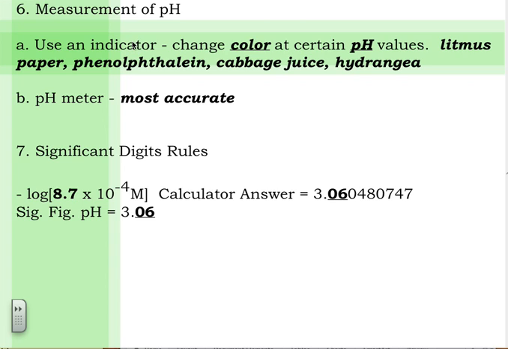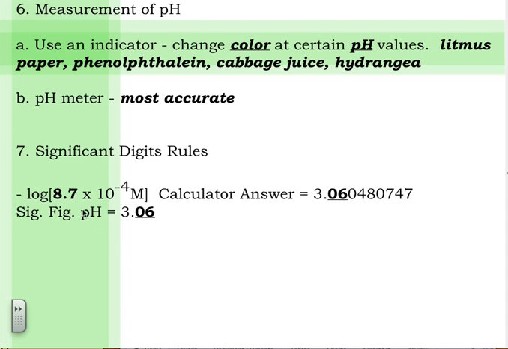You can use an indicator. The most common ones are litmus paper, phenolphthalein, which we're actually going to use in our first titration lab. Cabbage juice is a really good one, and hydrangeas naturally do it because it has the anthocyanins in it. You can also use a pH meter, and they actually give you a numerical value, which is nice. If you take AP Chem, we'll use some of those.